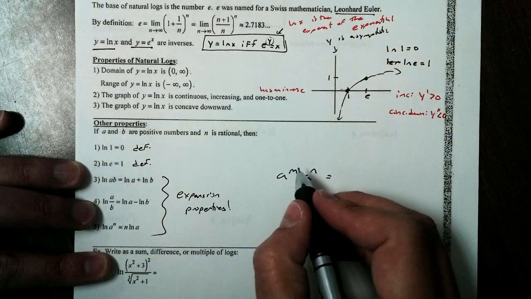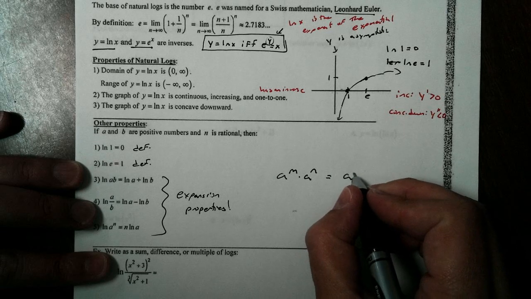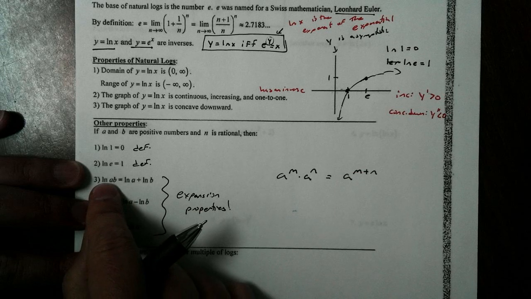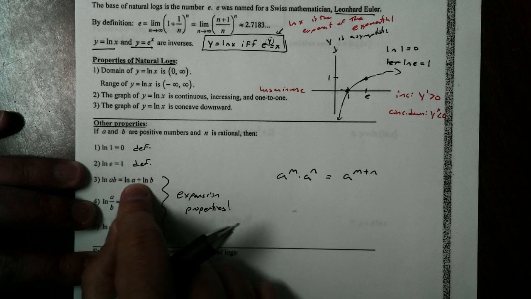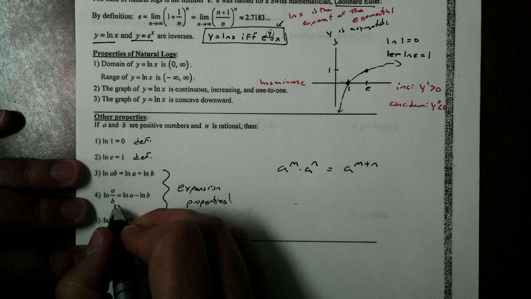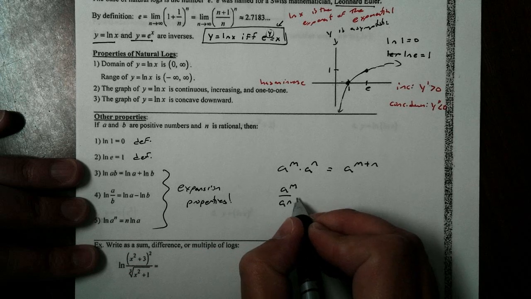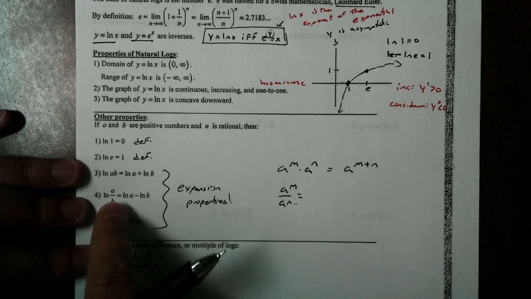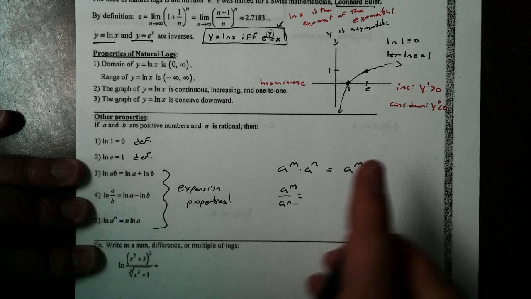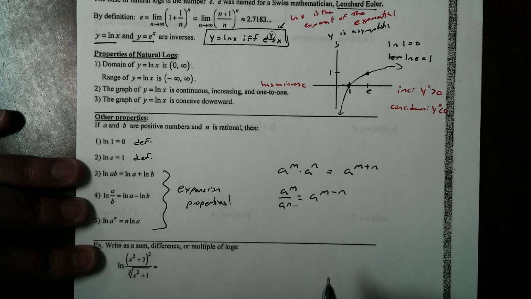Y is the natural log of x. So this, I can add those powers together. I can write this as a to the m plus n. If I'm multiplying, I can add the powers. Likewise with division, the natural log of a over b, I can subtract their powers, and that comes from Algebra 1. If I take a to the m over a to the n, remember, these are the exponents. If we are dividing bases, we subtract the powers. Same thing here. If I divide the same bases, we can subtract the powers.